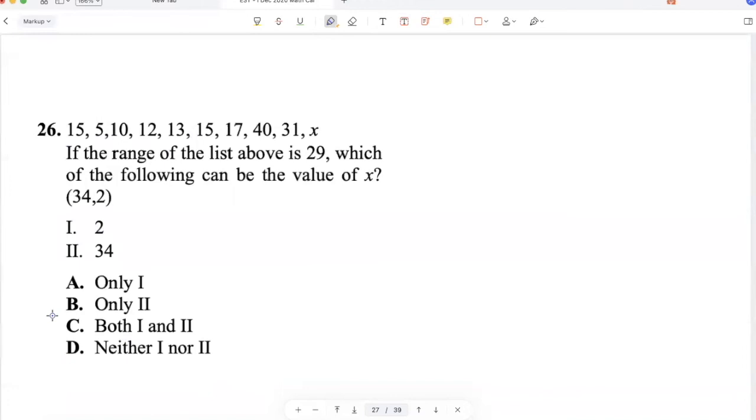Okay, this is a sample. If the range of the list is 29, which of the following can be the value of X? Okay, so let's say if I put X as 34, then what is my smallest number? My smallest number is 5 and my largest number is 40. So range becomes 35. So it's not 29. So yeah, 34 is not possible.